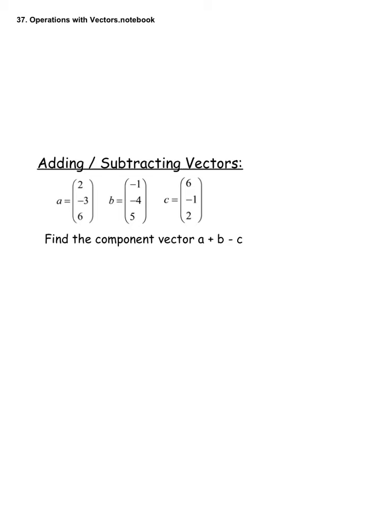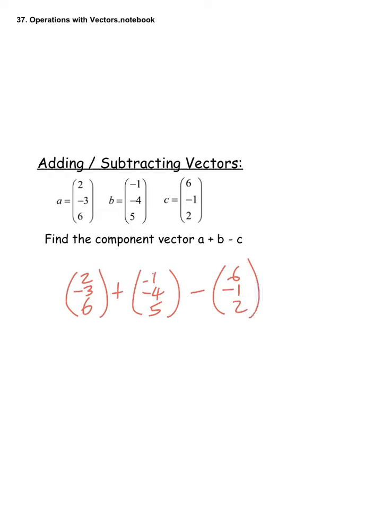If we're looking for a component vector made of several different vectors, all we need to do is add or subtract each number on each specific level. So if we're doing a plus b take away c, we're going to do (2, negative 3, 6) plus (negative 1, negative 4, 5), take away (6, negative 1, 2).